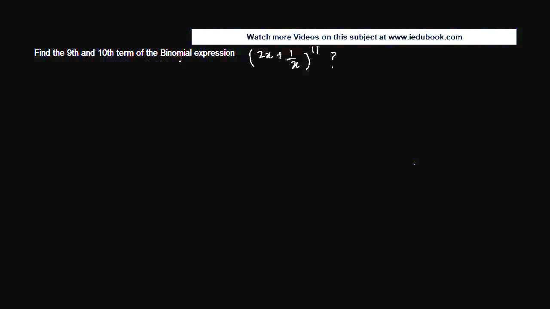Find the ninth and the 10th term of the binomial expression (2x + 1/x)^11. Okay, so let us see basically how we can find this. Now we know that a general term given by T(r+1) of a binomial expression is equal to nCr x^(n-r) a^r, and this is in respect of a binomial expression (x + a)^n.